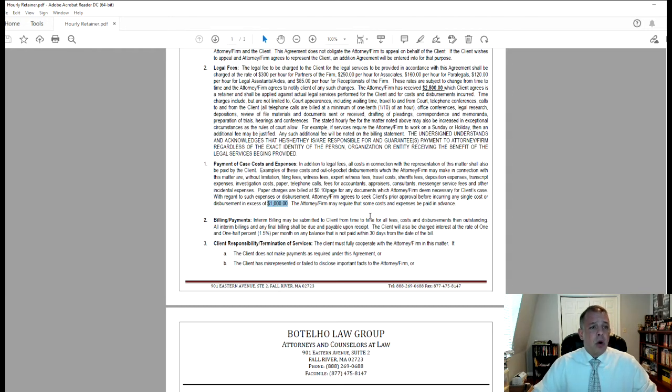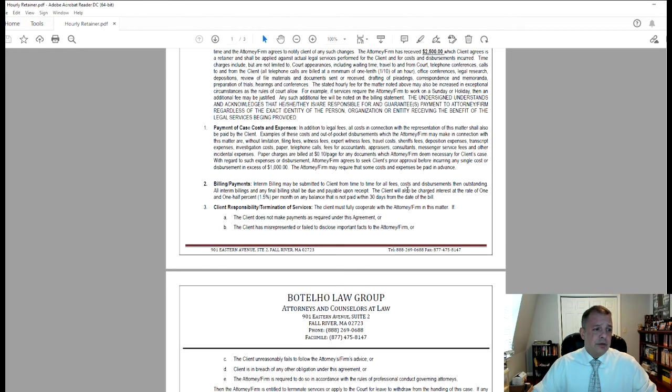So one important thing is, this is more important on fixed fee agreements. People have issues with, I didn't realize I had to pay for that. On an hourly fee agreement, there's nothing that is coming for free. So all filing fees, all postage, all of that will be accounted for on your invoice.